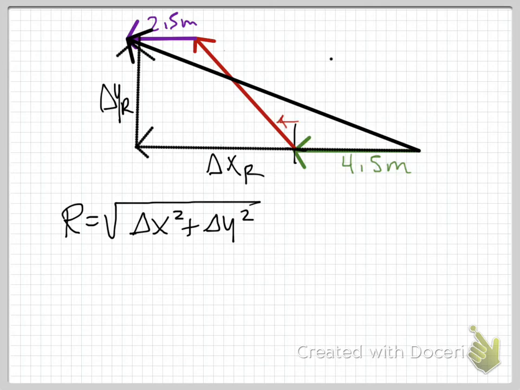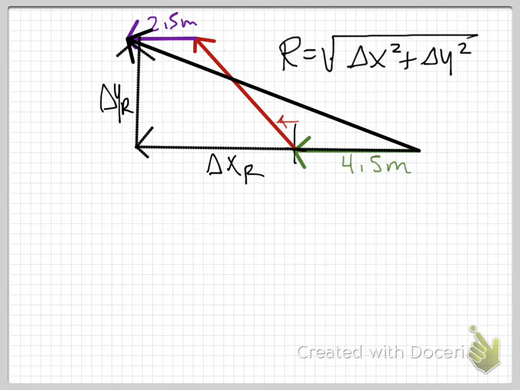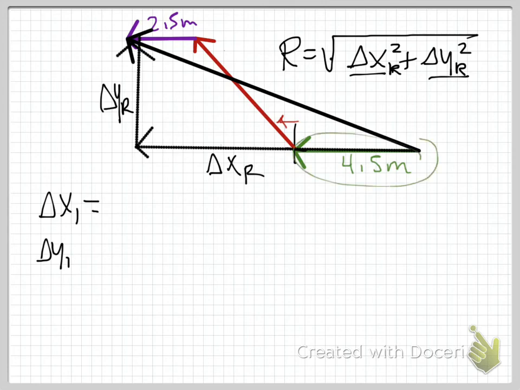As is always the case, your resultant is equal to the square root of delta x squared plus delta y squared. So we're going to note that and then set it aside while we find delta x resultant and delta y resultant. Let's start off with the basics. Delta x1, delta y1. Well, this is pretty easy because all of the first leg of travel is on the x-axis. So delta x1 is equal to 4.5 meters, and delta y1 is equal to 0.